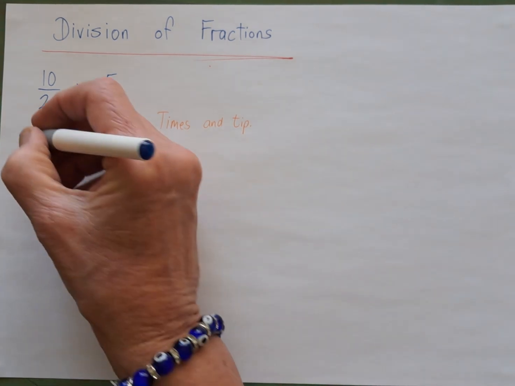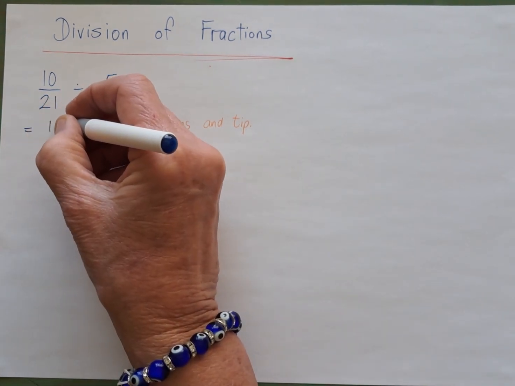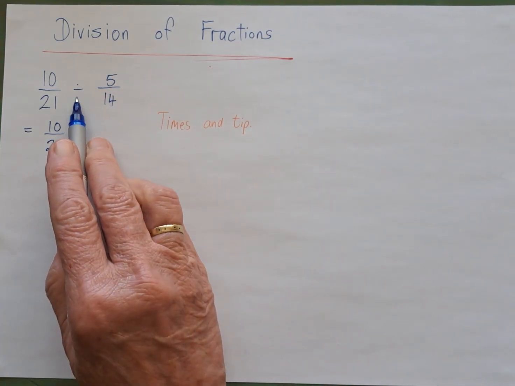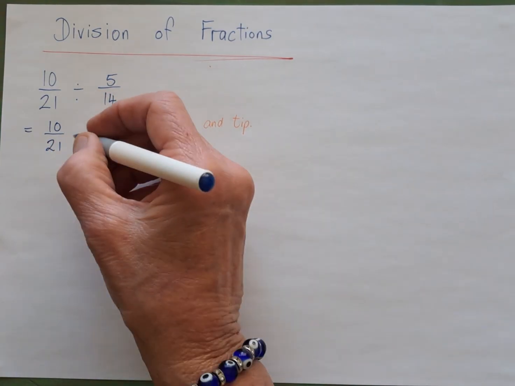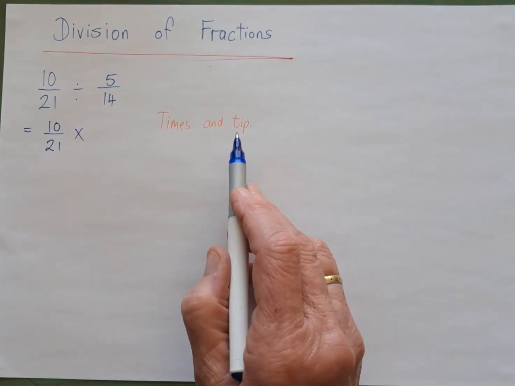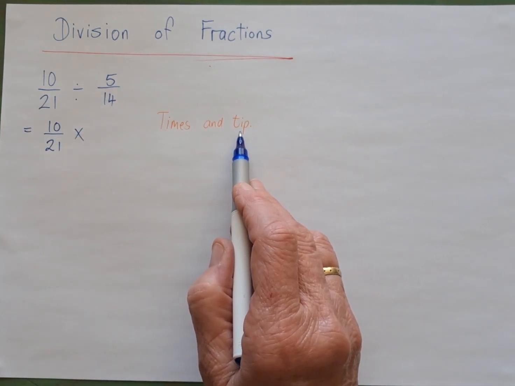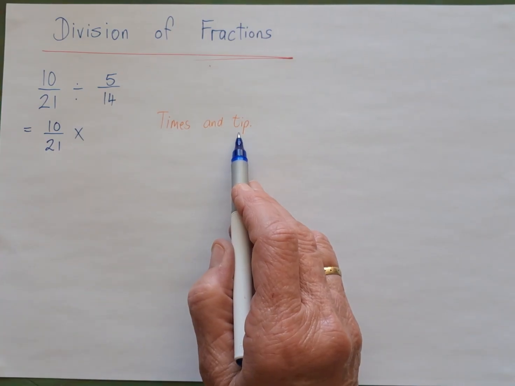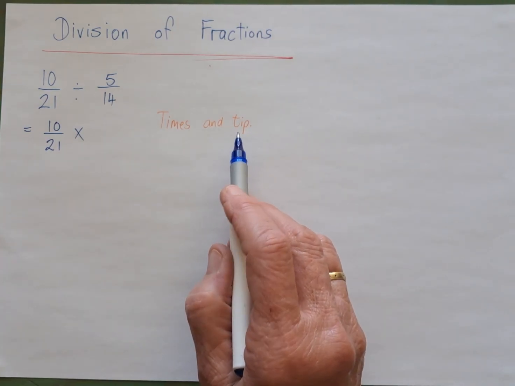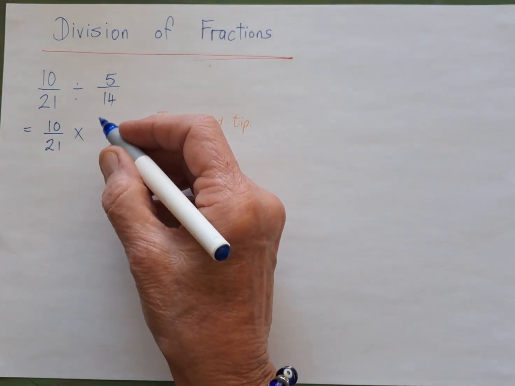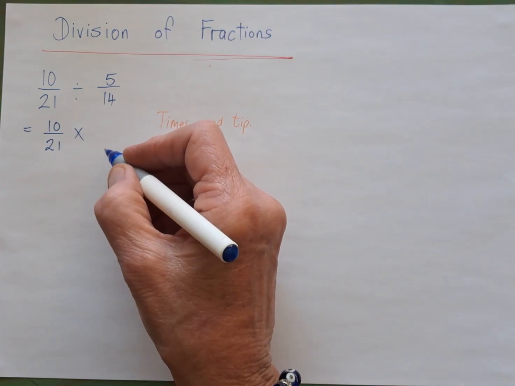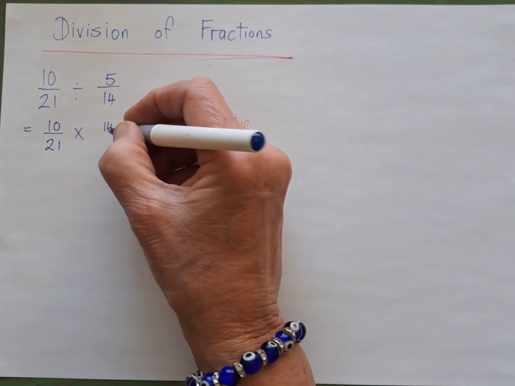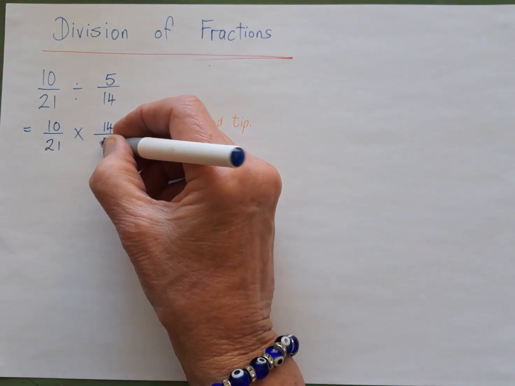So what I'm going to do is leave the first fraction exactly as it is, and then convert the division sign into a times sign, and then tip the second fraction, which means I'm going to invert it. The proper mathematical word is to invert it, and when we invert it, we make the numerator become the denominator and the denominator become the numerator. So we're going to have 14 over 5.